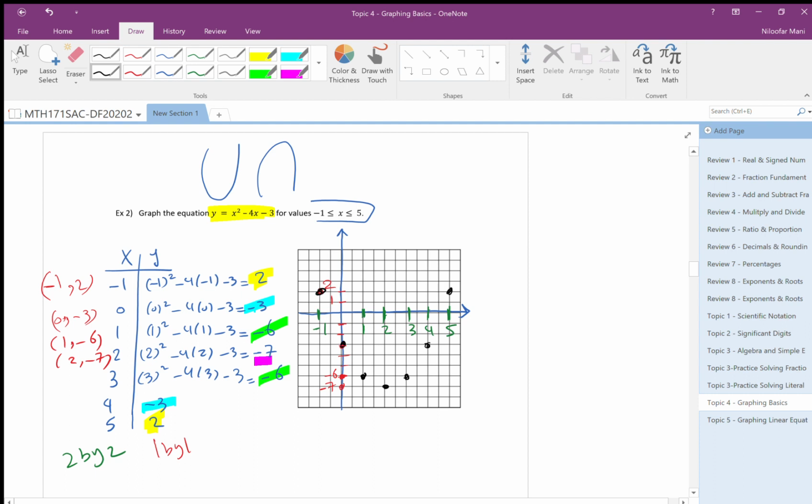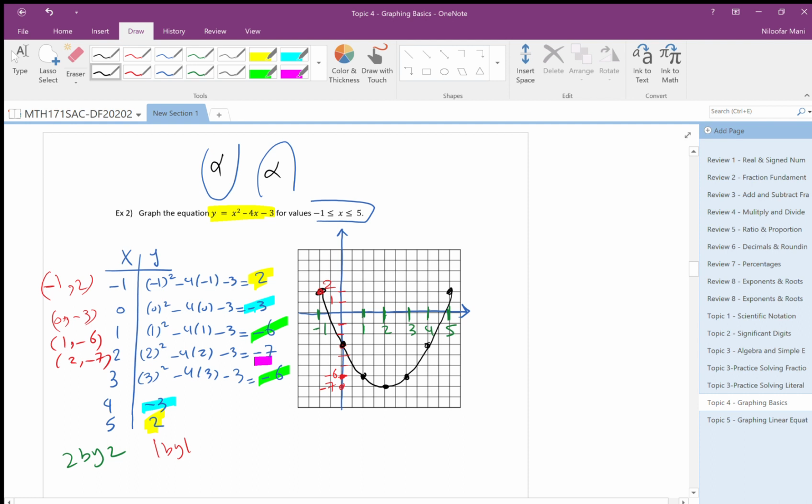Now I connect them, and as you can see, it's like a ball. So I have either this type or this type when it comes to degree 2. When I have just degree 2, x squared, in just a quadratic, I have to keep in mind that the graph looks this way.